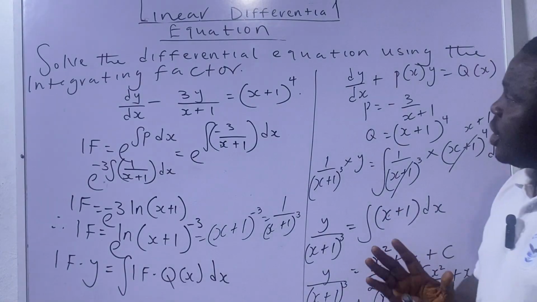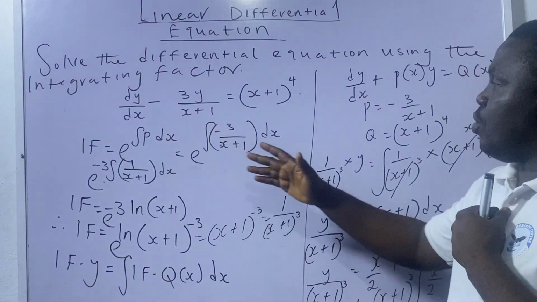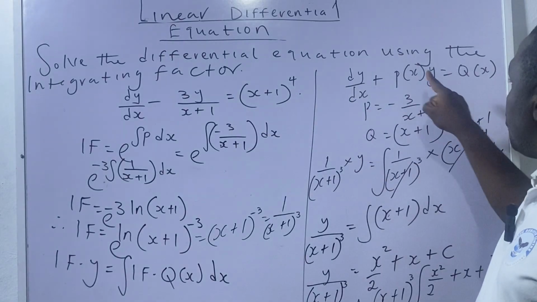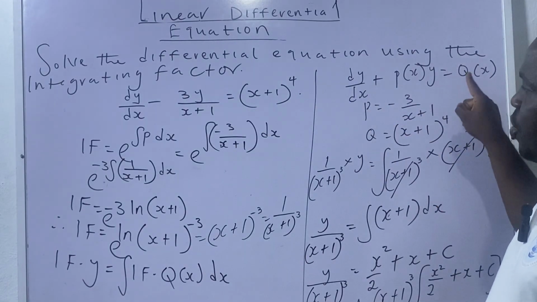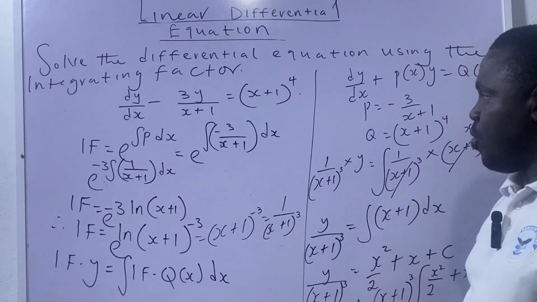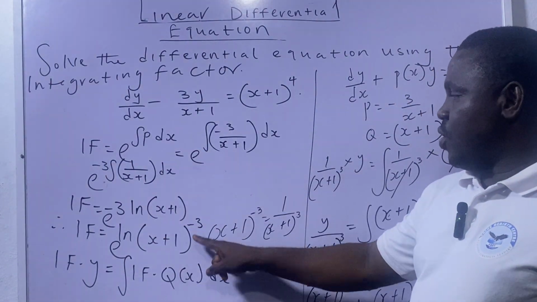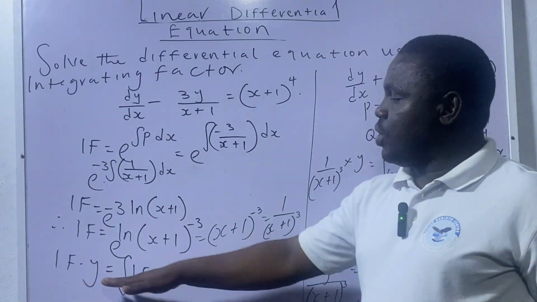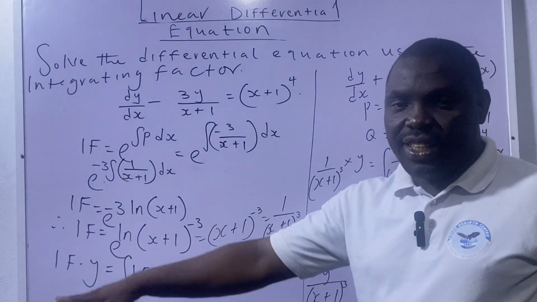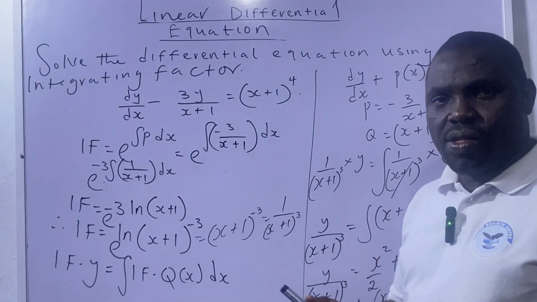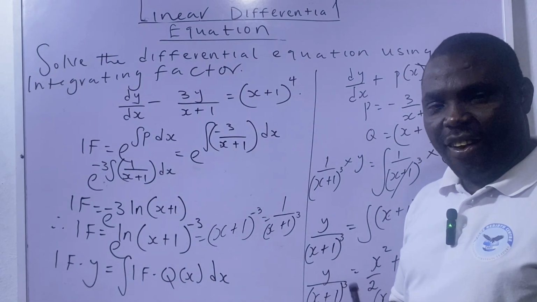So again, a question will be given to you, and when it is given to you, you try to compare it with the standard. After comparing, you find your integrating factor, which is this, and we did just that, and then we landed here. Then you substitute into the final expression. I think that's quite simple and straightforward, right?